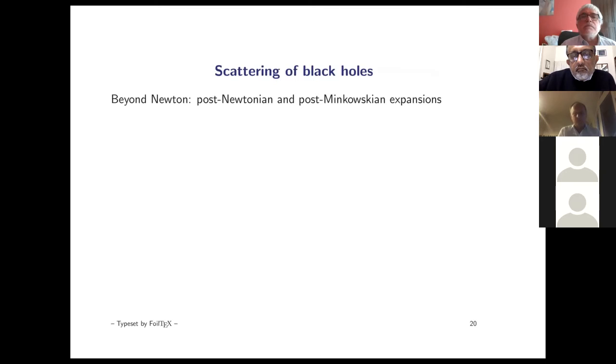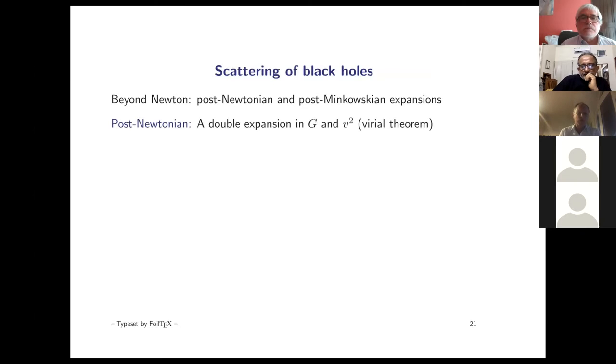So if you want to go beyond Newton's law, typically, if you look at textbooks, you will see the post-Newtonian expansion. But there's also another expansion, the post-Minkowskian expansion. The post-Newtonian expansion precisely deals with the bound state problem in gravity, say the orbit of Mercury around the sun or the Earth around the sun. And that's a double expansion in Newton's constant and v squared, the velocity. That is simply because they are of the same order in the bound state problem due to the virial theorem, potential energy and kinetic energy.